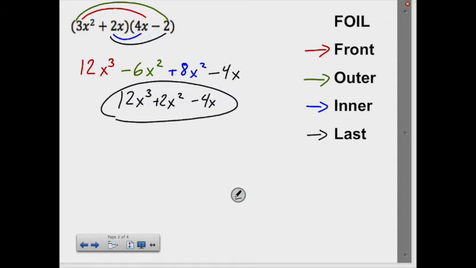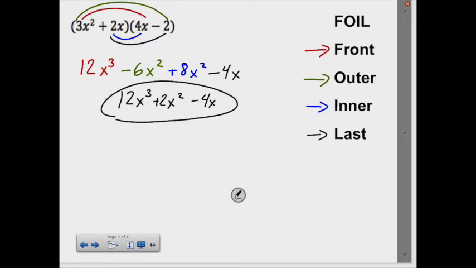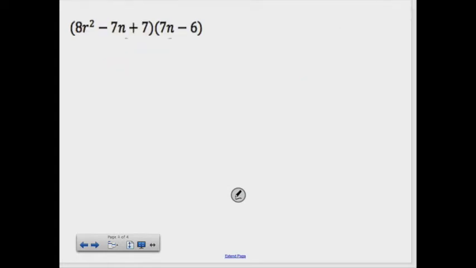Where FOIL falls apart is if you have something like this. The reason being, we'll have a lot more than 4 terms being created here. FOIL works where you have a binomial times a binomial. In this example, we have a trinomial, tri because it has 3, times a binomial, bi because it has 2. For this, we need to use the area method, which you have seen before again and again and again. So we're just going to run through it real quick. Let's make that an n. It's all the same thing.